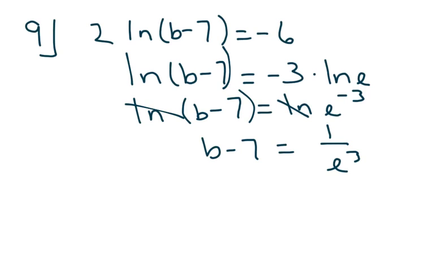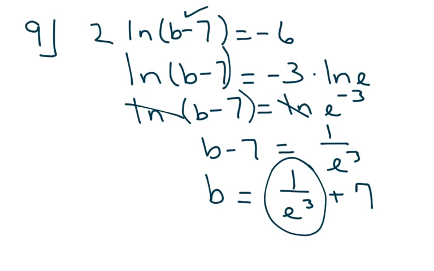And we're solving for b, so all we have to do is add what? 7. So 1 over e cubed plus 7. And clearly, you plug it in, since we had the 7, this is going to make this bigger than 0 here. So our solution set is 1 over e cubed plus 7. Okay, 10.